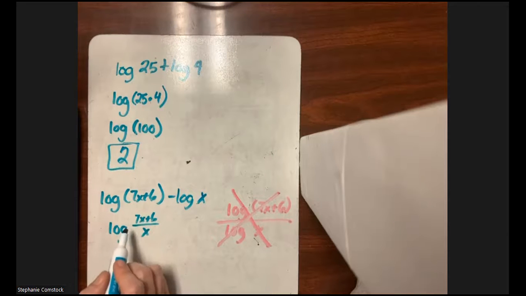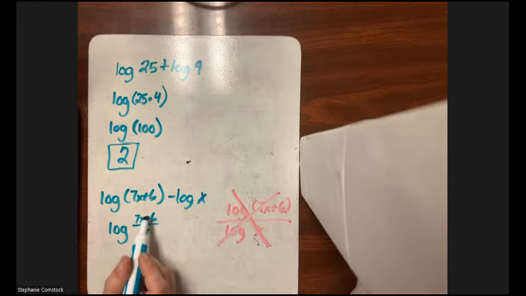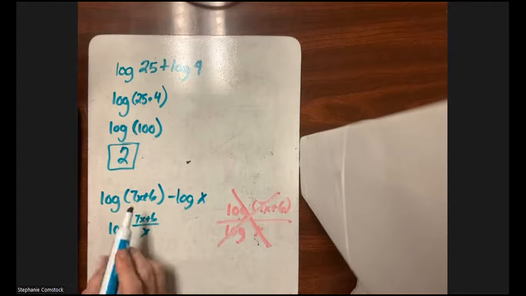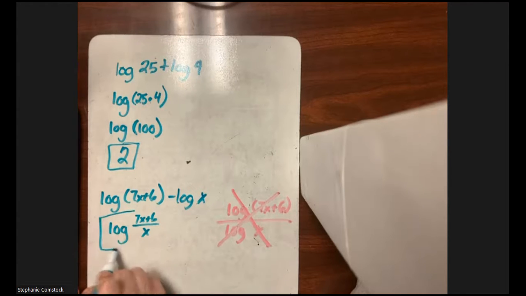Now, with this one, we could look to see if I can clean up the 7x plus 6 over x. There's not a whole lot I can do with this. So this is actually as clean and pretty as we're going to make that look. So we're going to leave that sitting just like that.